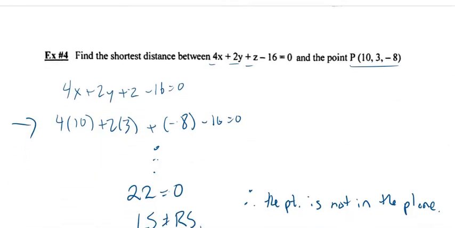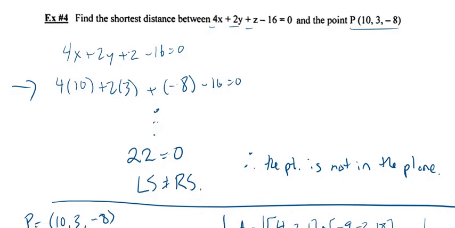So now that we have talked about that, let's talk about how we use this to help find the distance between a point and a plane. Just like any other problem, we have to start by figuring out what type of intersection this is. In this case, we're going to test a point, and see if point P is in the plane. So we sub it in, and we get 4 times 10 plus 2 times 3 plus negative 8 minus 16 equals 0. We get something like 22 equals 0.